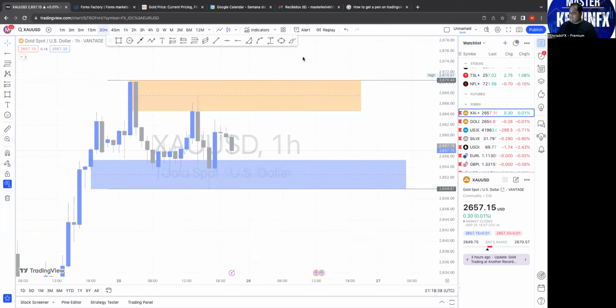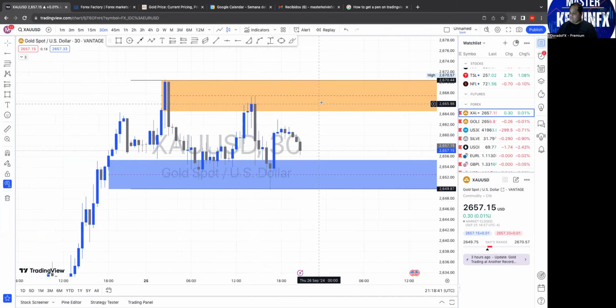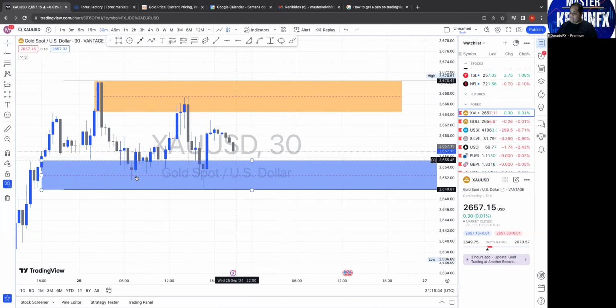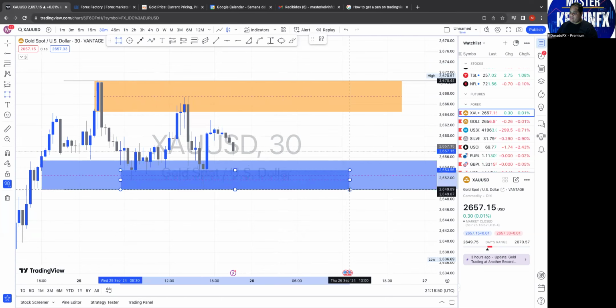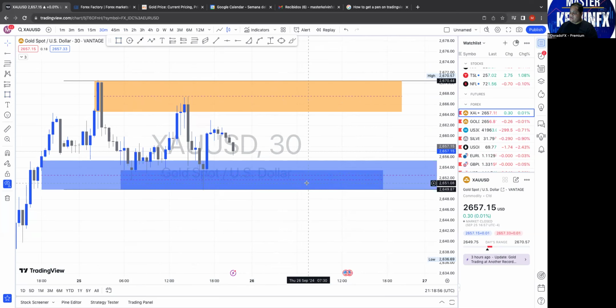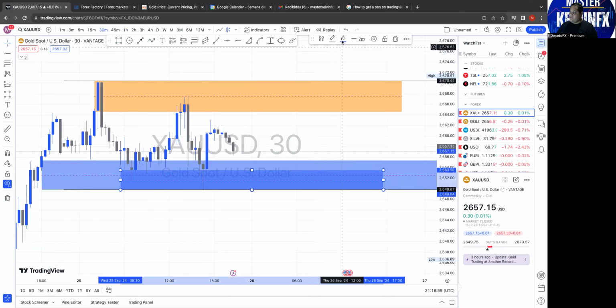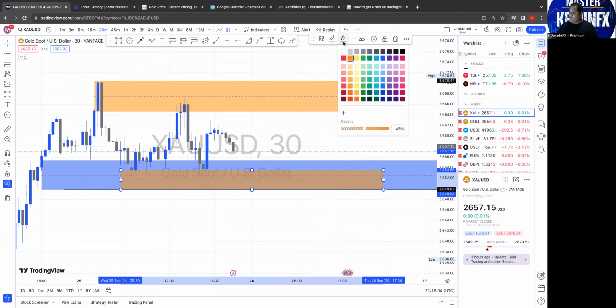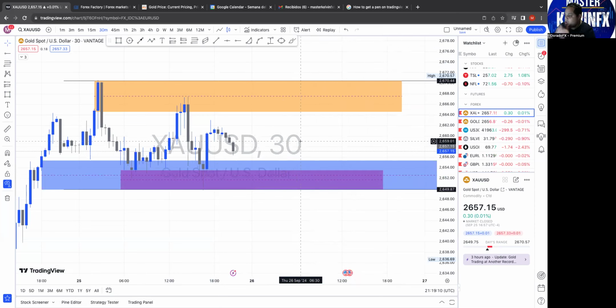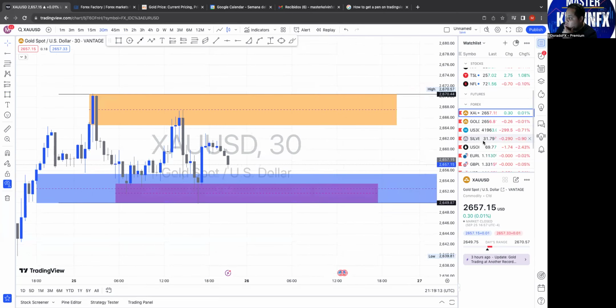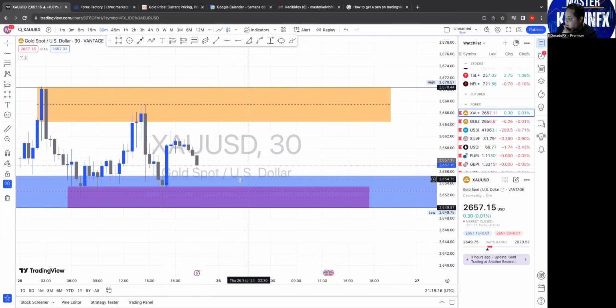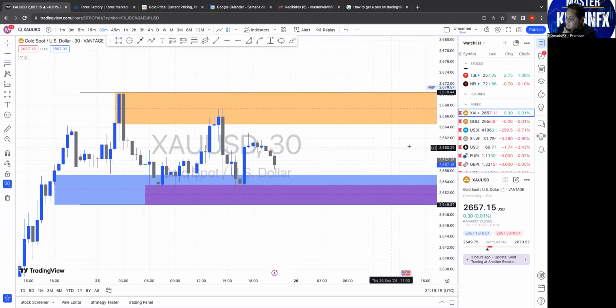Now that we have that, we're gonna try to do some more refinement on the entry. So let's go to 30 minutes to see what we can find. Probably inside this area, we can draw another rectangle and change the color. This will be our 30 minutes inside the 1 hour area, okay? So this is our 30 minutes. Now we probably have a better idea of where to take an entry more accurately.